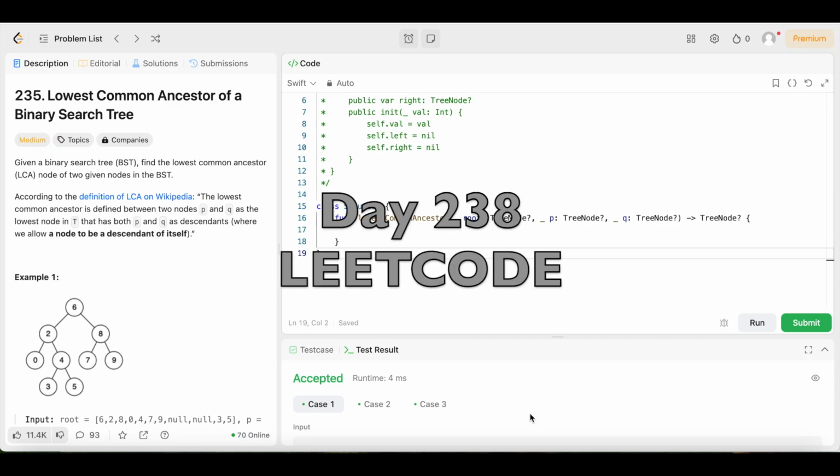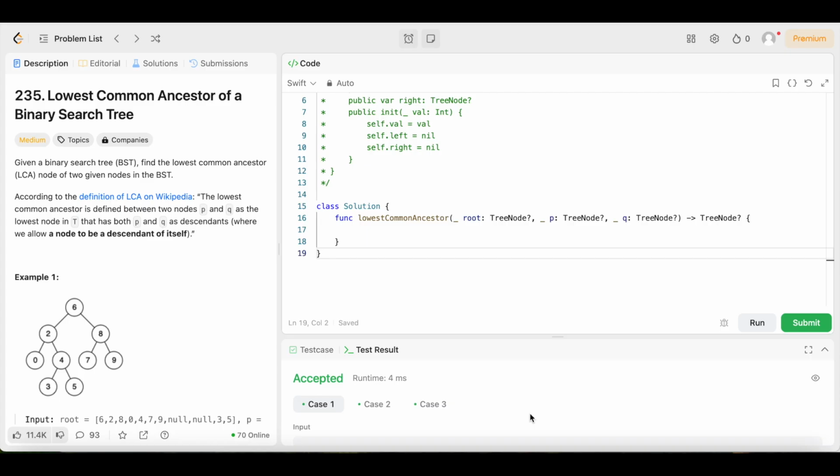Day 238 of doing a LeetCode problem every day until I get a job. All right, y'all, we're back again. Another day, another LeetCode problem. This time we're at day 238 and we're still going strong, y'all.